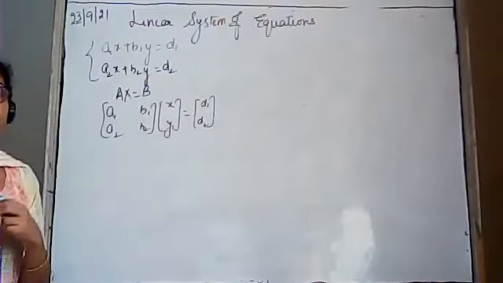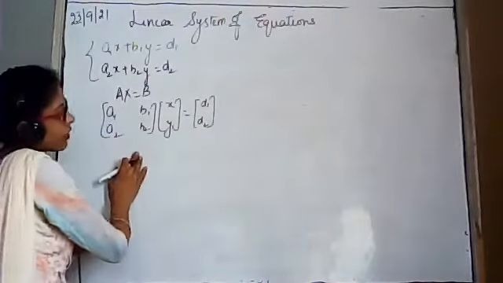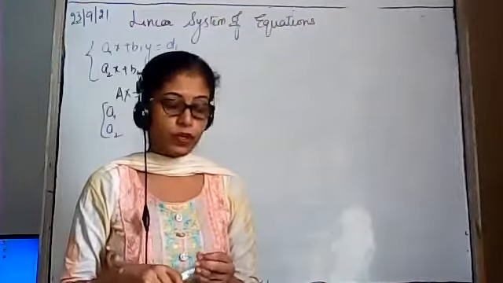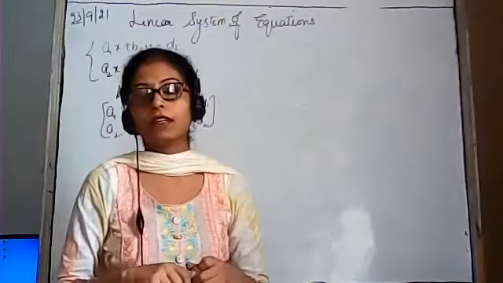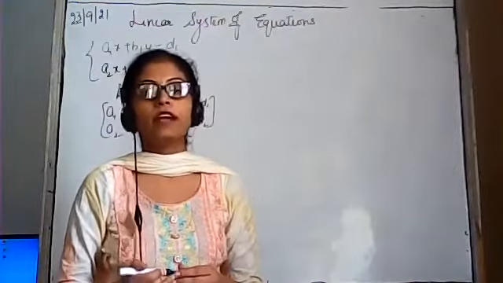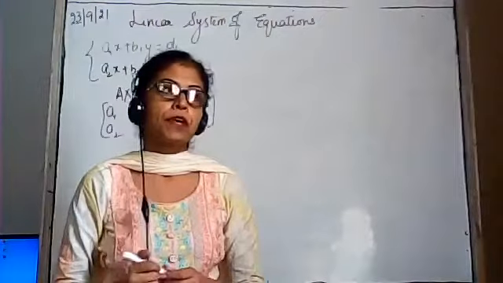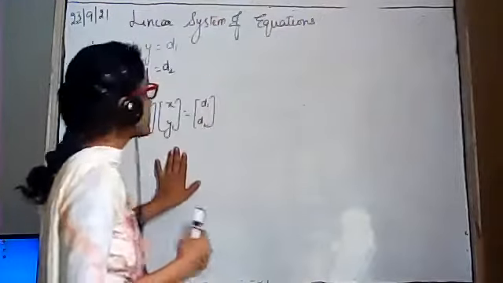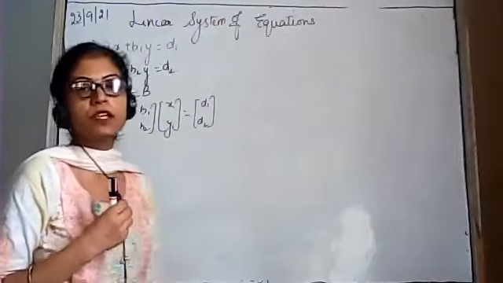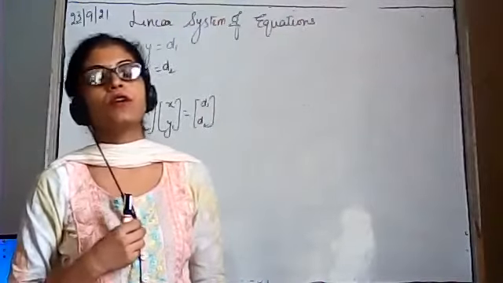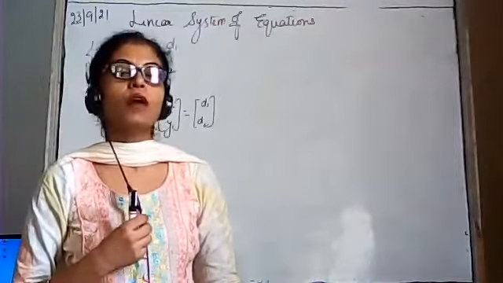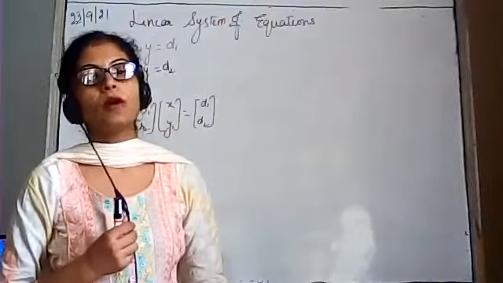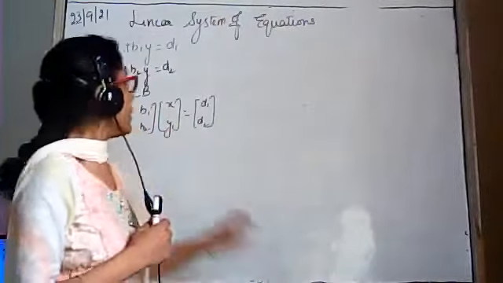You used to solve these types of equations using, I suppose, Cramer's rule, or the matrix method or matrix inversion method, to find the values of x, y, and z. But today we are going to solve these types of equations by using Gauss elimination method and Gauss-Jordan method. So how to apply Gauss elimination method? First of all, I will talk about Gauss elimination method only.